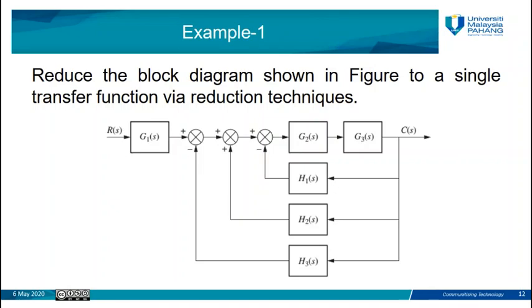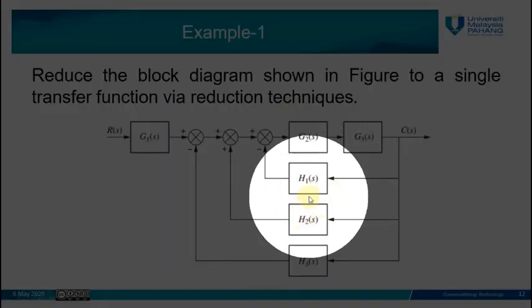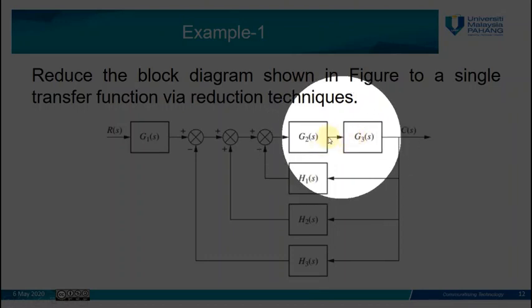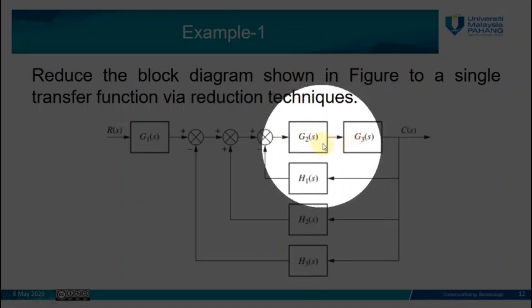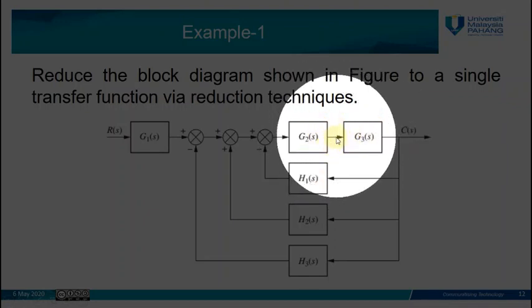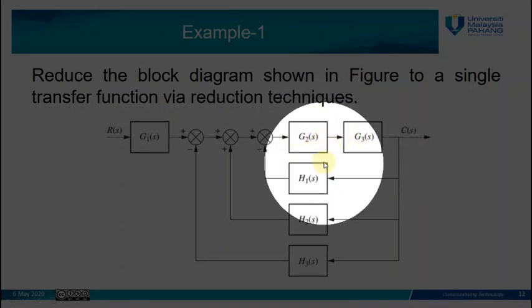If we can combine the blocks directly, we combine them. If we cannot combine some blocks, we need to consider moving the pickup point or summing junction. In this figure, the first thing is that G2 and G3 are connected in cascade. So I can combine them into a single block, which is G2 G3.